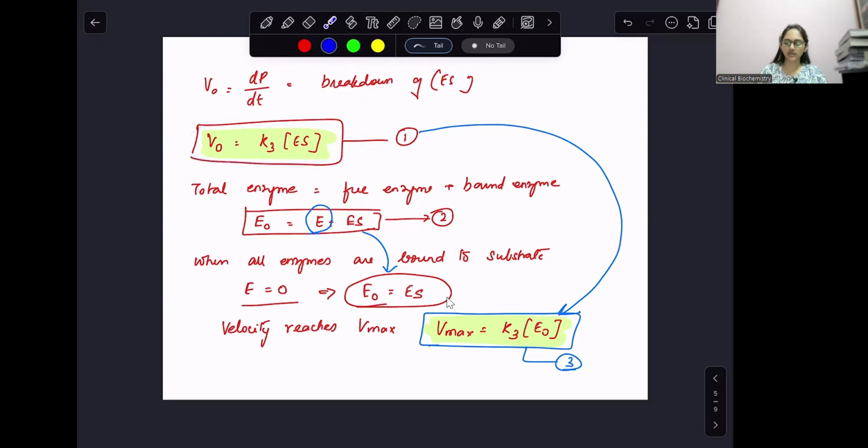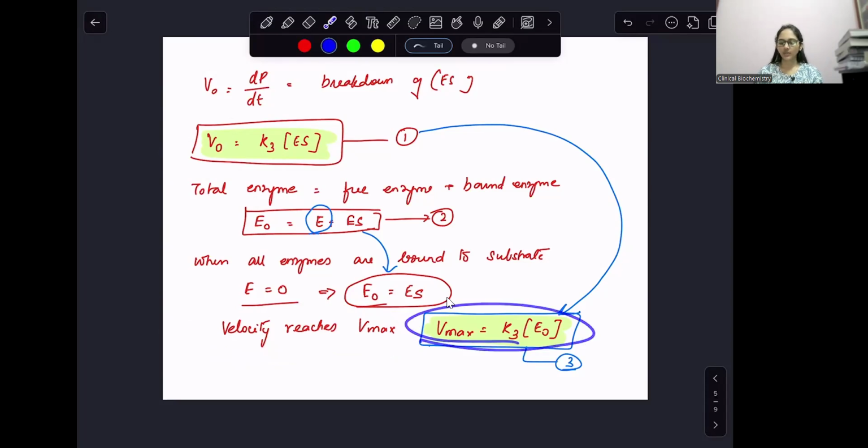Let us remember this equation as one. What is total enzyme concentration? Free enzyme plus the bound enzyme. Again, when all the enzymes are getting saturated, the E0 enzyme concentration will be equal to bound enzymes. At this stage, it will attain the maximum velocity. When all my enzymes are saturated, it is maximum velocity only, right?